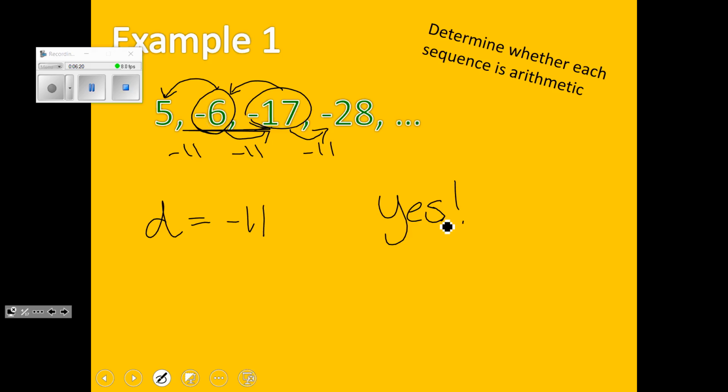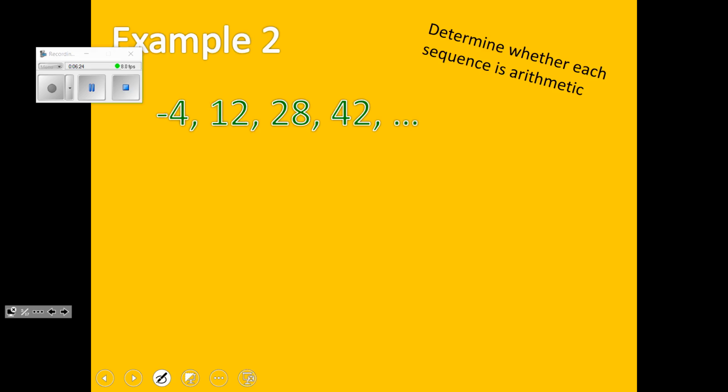Any questions on that? So I want you to determine, is the sequence arithmetic?